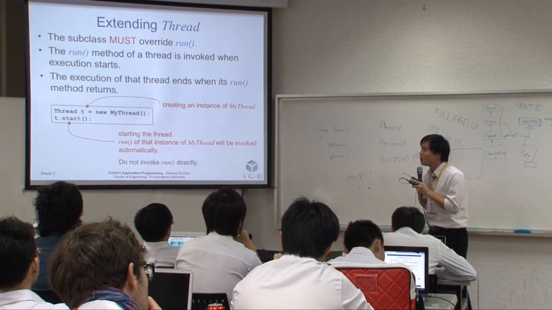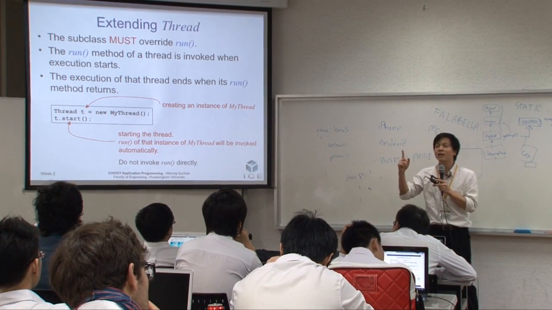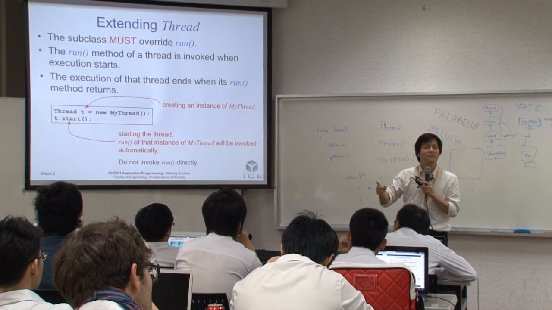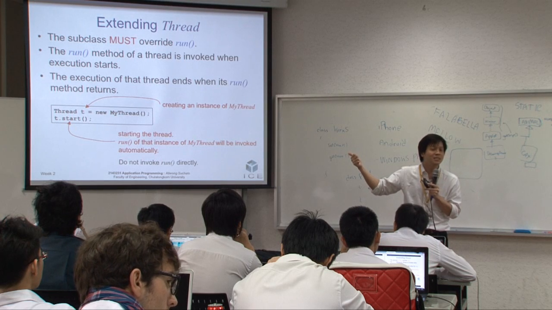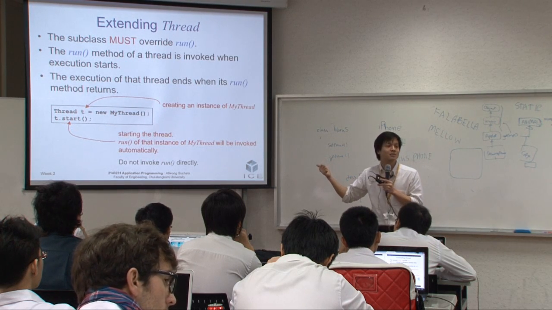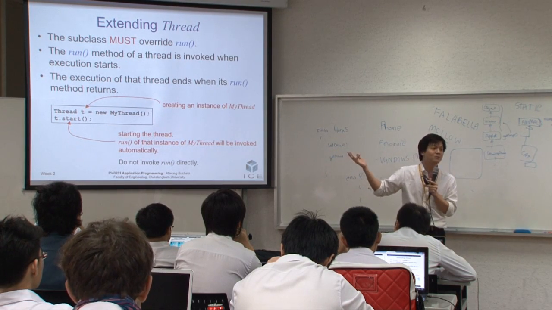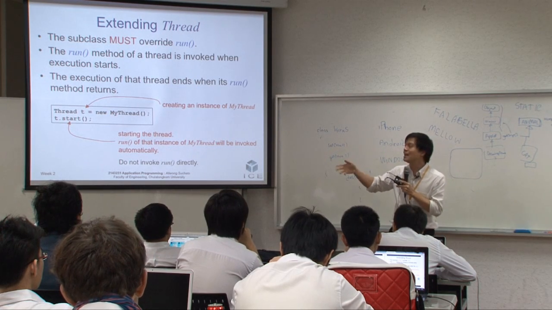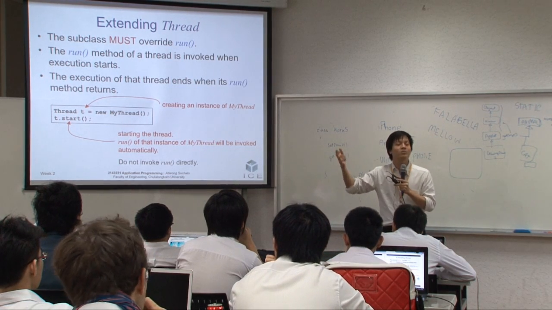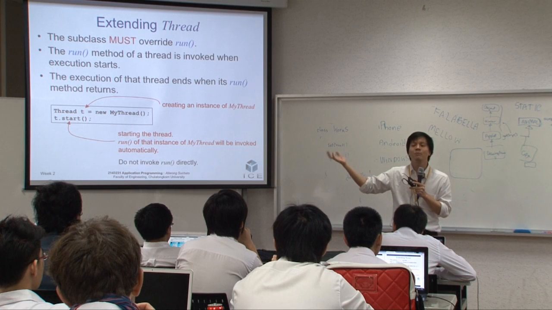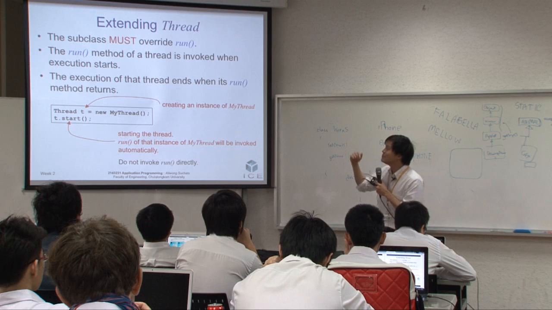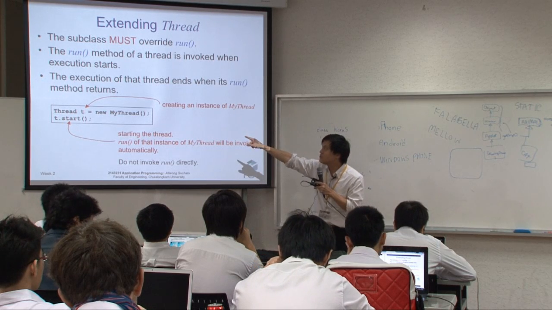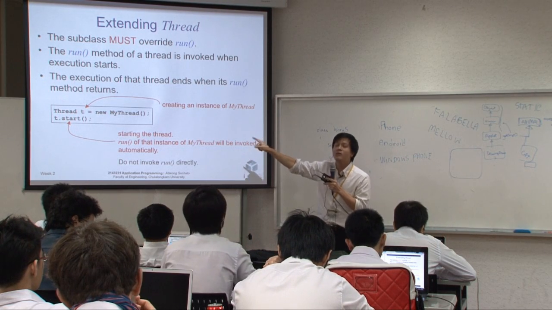Is there anything wrong with this line? The variable t is of type Thread, but the object that we create is of type what? MyThread. How is this possible? If this is possible, that means somehow MyThread must be a subclass of the class Thread, right? Then we will override some behavior of the class MyThread. Then we will make use of that.